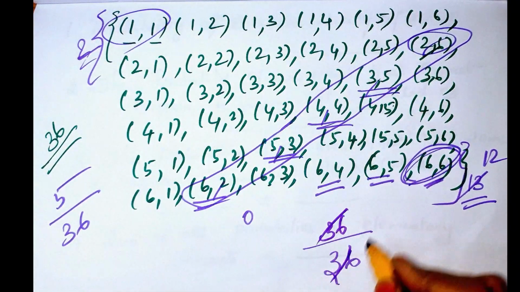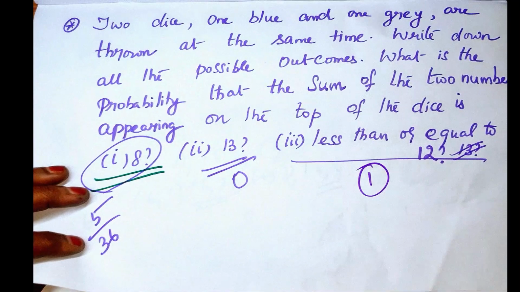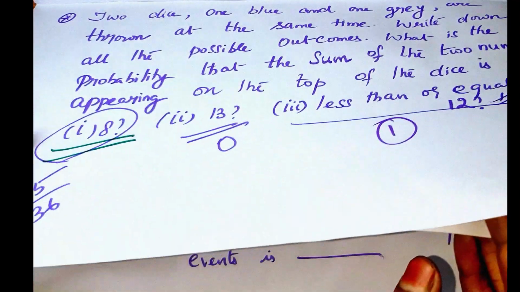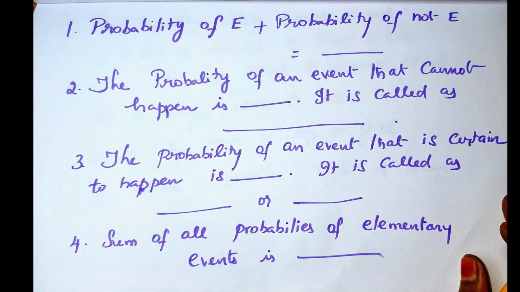So 36 by 36, 1 by 1, which is 1. Is it clear? So the answer for the last one is 1. Now we will see some one words. Already we saw all the things and you answer for this.